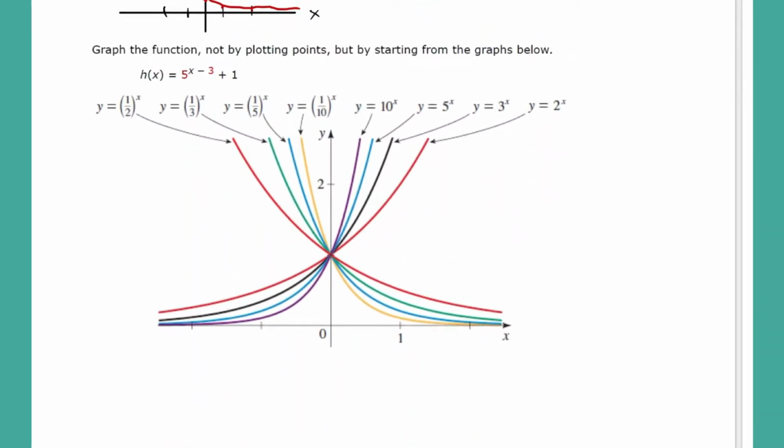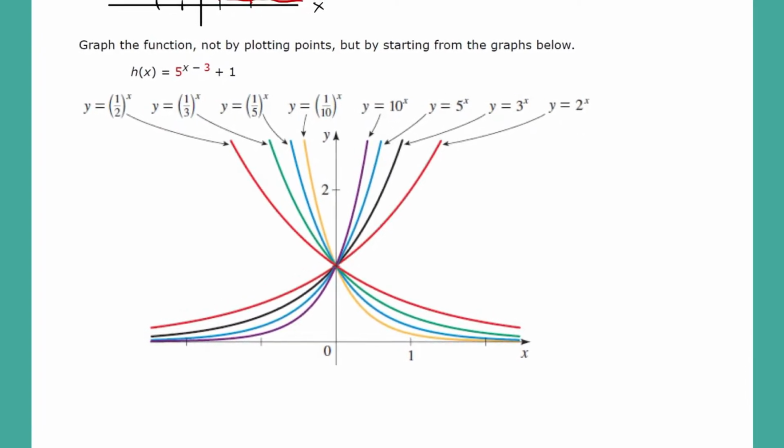All right, over here, they want us to graph the function not by plotting points like what we did in the previous problem, but by starting from the graphs below. So the parent function, as they call it, is whatever the base is, which is 5. So the parent function would be y equals 5 to the x, which is this one. Turns out to be this blue graph. So based on that, it looks like we want to subtract 3 from the x, which means horizontal shift to the right 3 units. And then this +1 means shift up 1 unit.